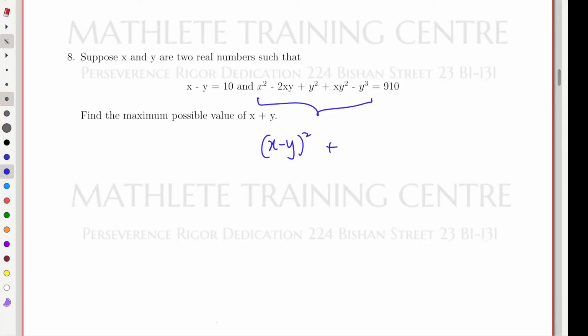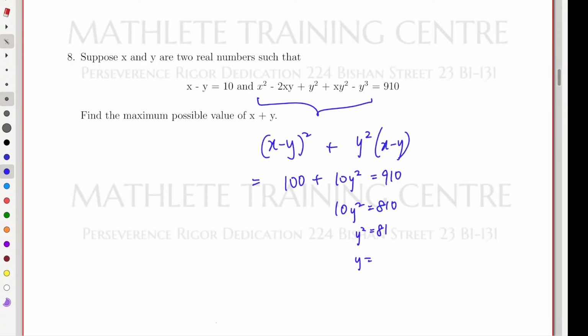And then for the thing at the back, you can take out a y squared from both of them, and you realize there's an x minus y left over. So what this is equal to, if x minus y is 10, it's just 100 plus 10 times y squared, 910. In other words, 10y squared is equal to 810, or y squared equals 81. So now y has two values, either 9 or negative 9.